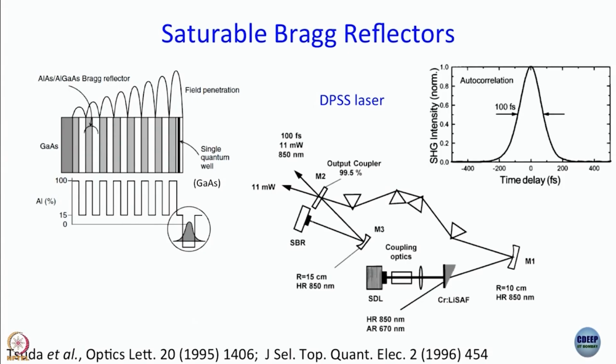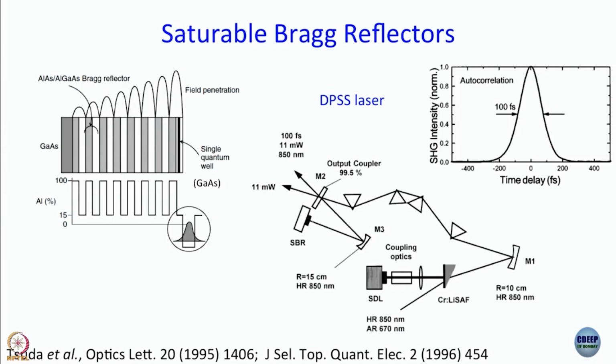What is the full width half maximum here? 100 femtosecond, not as good as 65 femtosecond, but it is so hassle free that nobody cares. And also the comparison may not be fair, because there you had a synchronously pumped dye laser with saturable absorber. Here you have a diode pumped solid state laser. Inherently pulse width is going to be more.